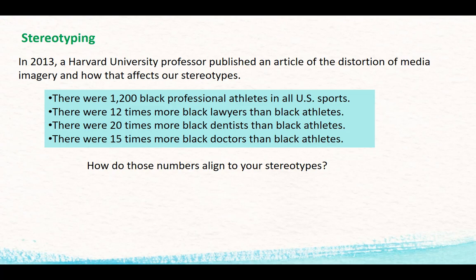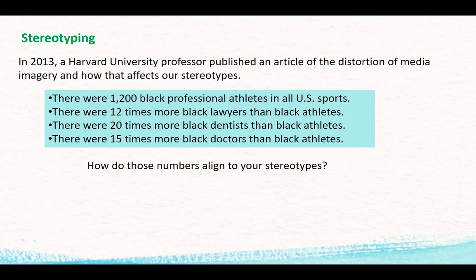A minute before, on the slide before, we talked about athletic. And a lot of people would say, what ethnic group do you think of when you think of athletic? A lot of people will say African American or black people tend to be more athletic than any other race. But actually, looking at the data, they found that there were 1,200 black professional athletes in U.S. sports, but there were 12 times more black lawyers than black athletes. There were 20 times more black dentists than black athletes. There were 15 times more black doctors than black athletes.